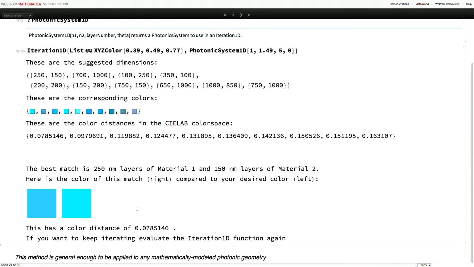So here my color distance is 0.078, and I get the sense that I have to iterate again at least a few times to get a very good color match. But already this is fairly good. And the really great thing about this search algorithm is that it's general enough to be applied to any geometry, to any set of parameters. As long as you're narrowing in on those colors you want, you're going to end up getting good results.